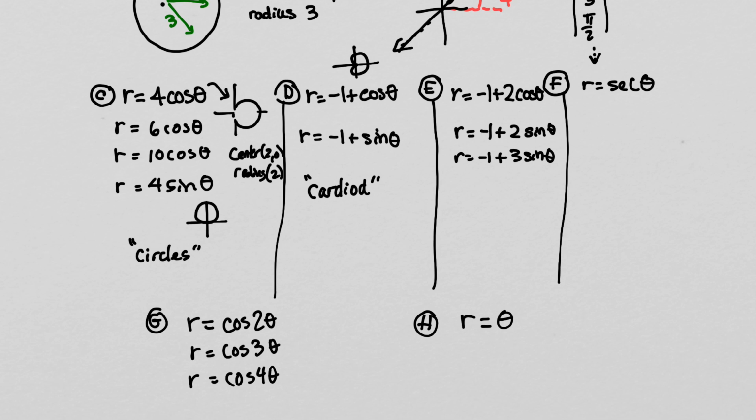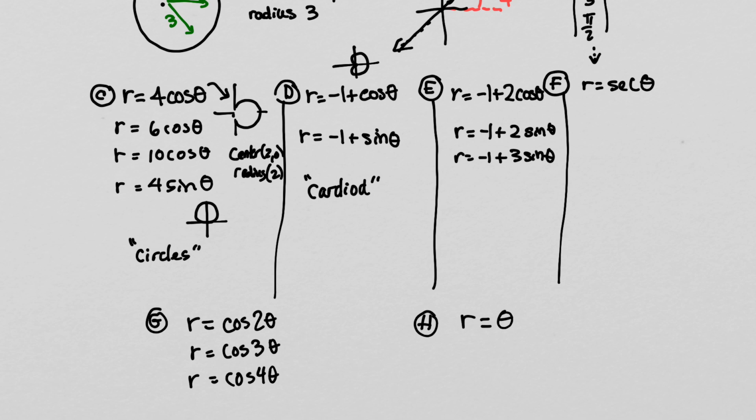If you throw in negative 1, r equals negative 1 plus sine theta, what do you think it does? It's another heart. Where do you think it goes? On the y-axis, right? So the cosines tend to flank and be symmetric about the x-axis. This cardioid is symmetric about the y-axis. Those are cardioids.